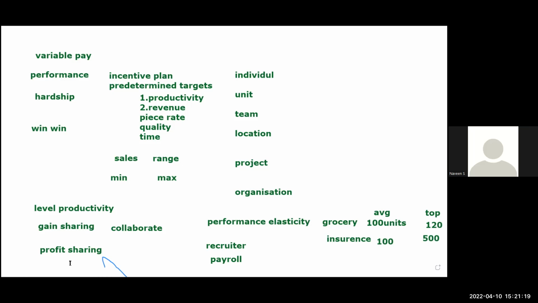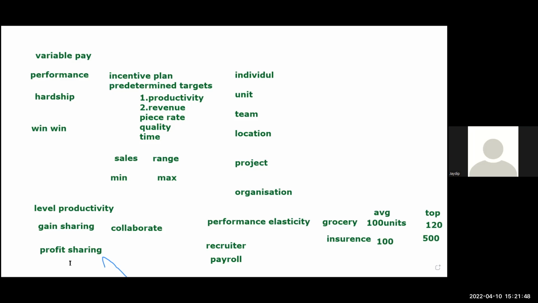So in other words, gain sharing can also be termed as incentive and profit sharing as variable pay. It can also be called a group incentive plan. Why? You want all of them to collaborate. Now, other than this, you also have certain individual incentives.